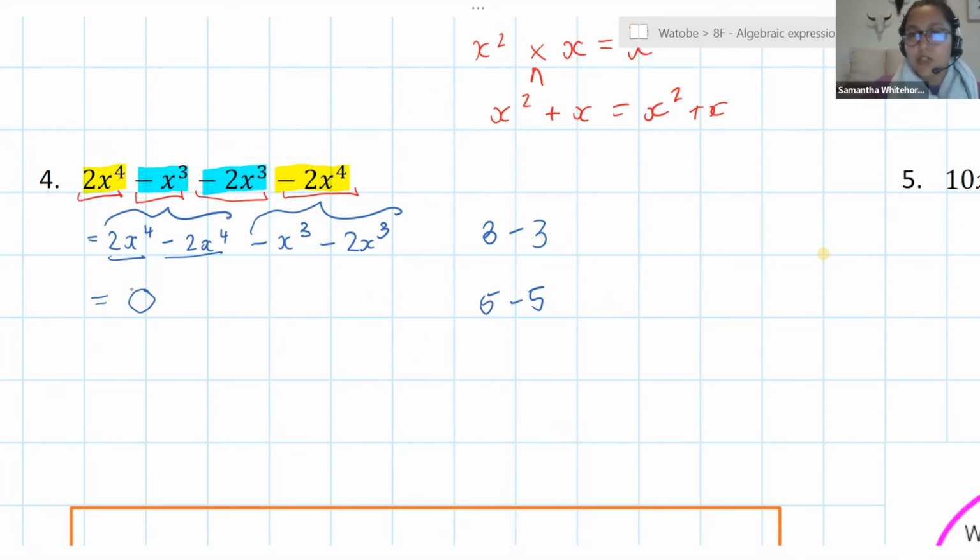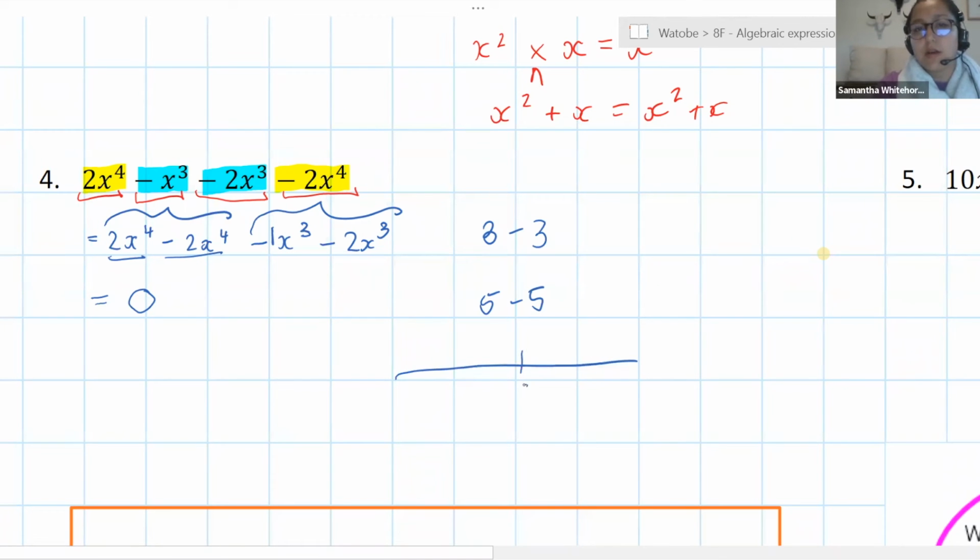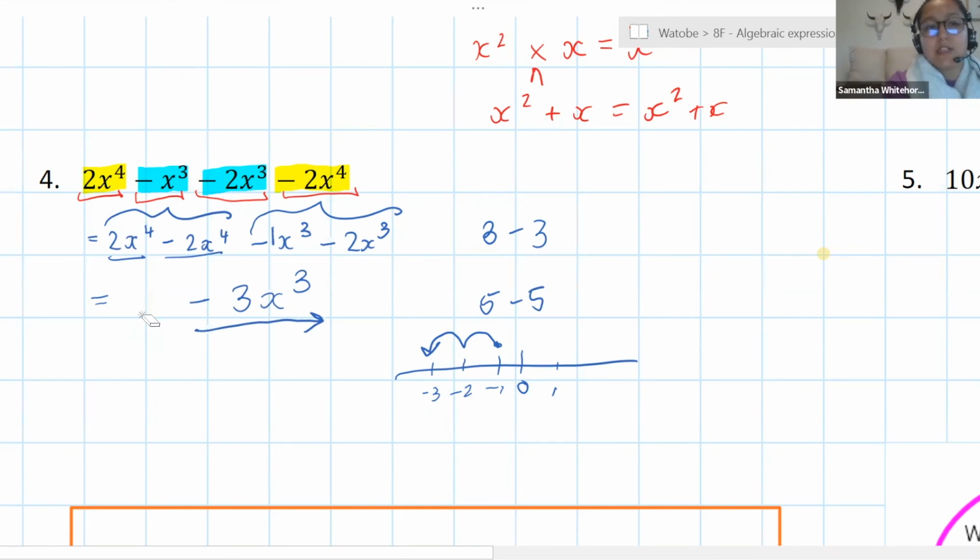Then we go to our x cubed terms. And if we need to remember there's a 1 there, what is minus 1x cubed minus another 2x cubed? And again, if you need your number line, draw a little number line for yourself. If we're already at minus 1 and we want to take away another 2, where do we end up? We end up at minus 3x cubed. And so our answer is actually just that minus 3x cubed. We won't have an x to the power 4 term because remember it becomes 0. And 0 minus 3x cubed is just minus 3x cubed.